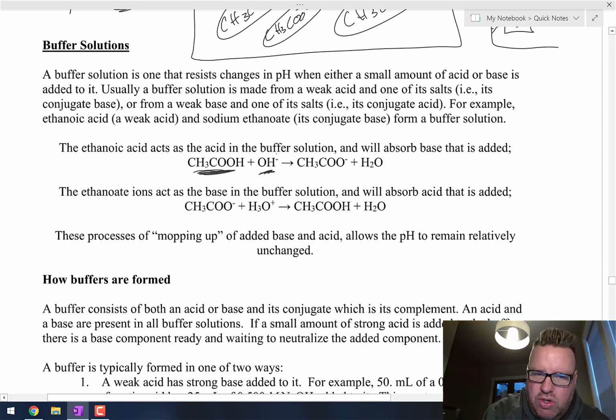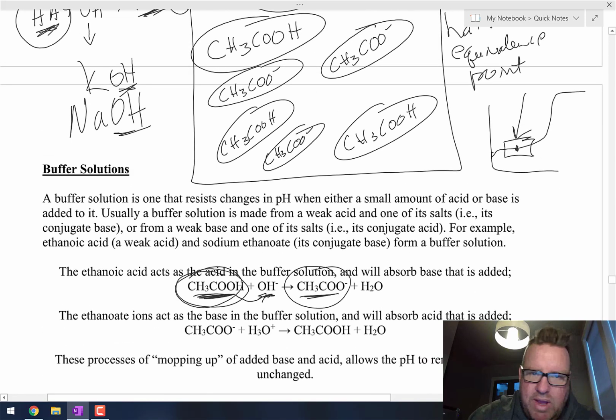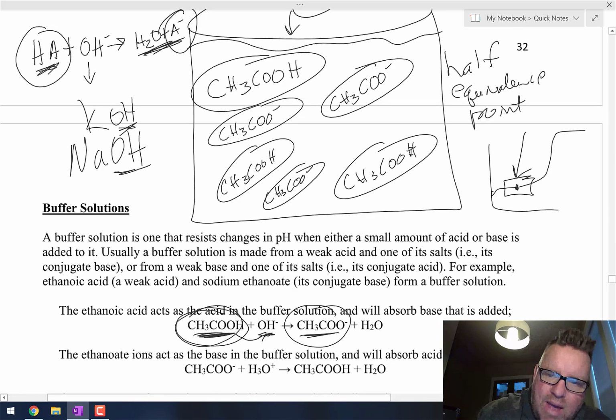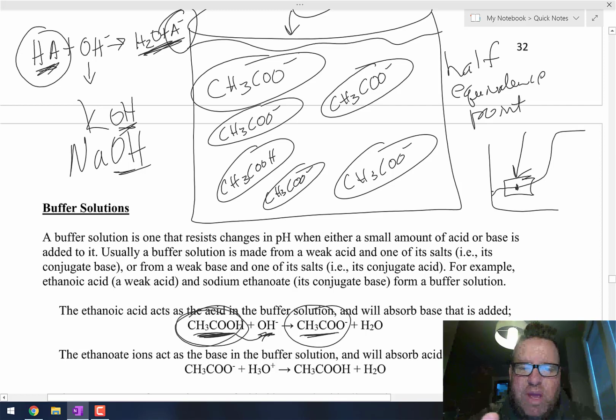And what will it do? Well, what do bases always do? They accept the hydrogen. Okay? So the base is going to take that hydrogen off of there. And again, what you can see, all that's happening here is this acid particle that we have is now just turning into the conjugate base. So basically, when you add a base, the acids start to turn into conjugate bases. But again, that doesn't affect the pH, right?